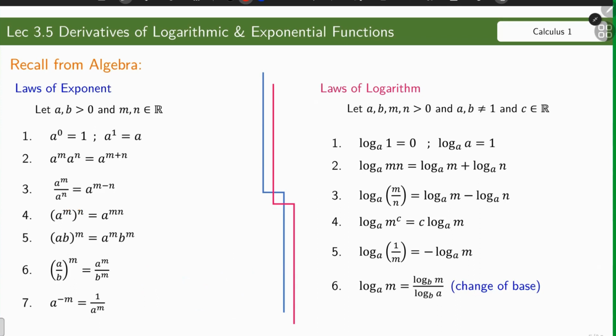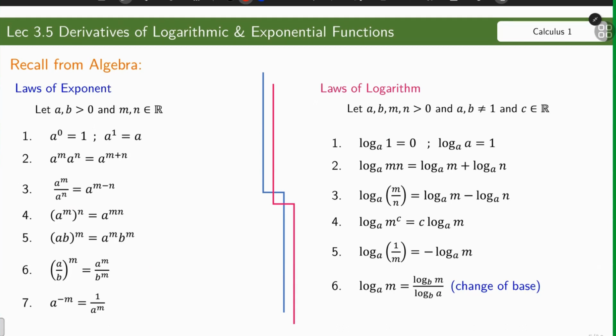Next, we have the laws of logarithm. Take note that the number 1 in the law of exponent is the equivalent for the laws of logarithm. We have the logarithm of 1 to the base A is equal to 0 since A raised to 0 is equal to 1. And then the logarithm of A to the same number A is equal to positive 1.